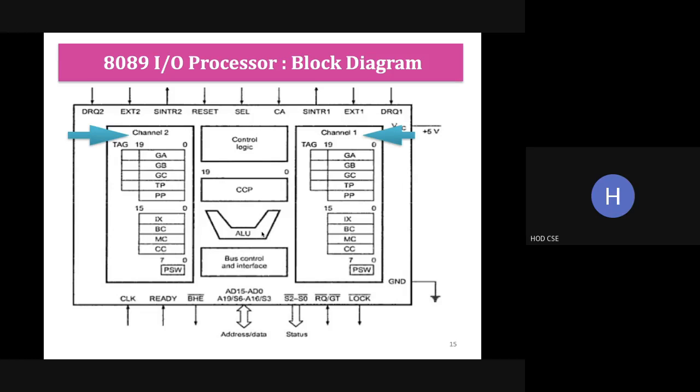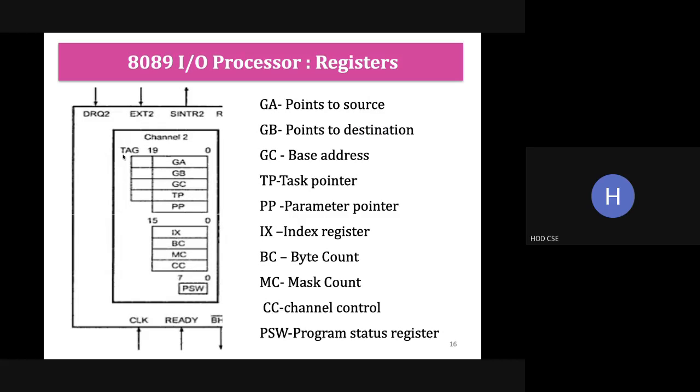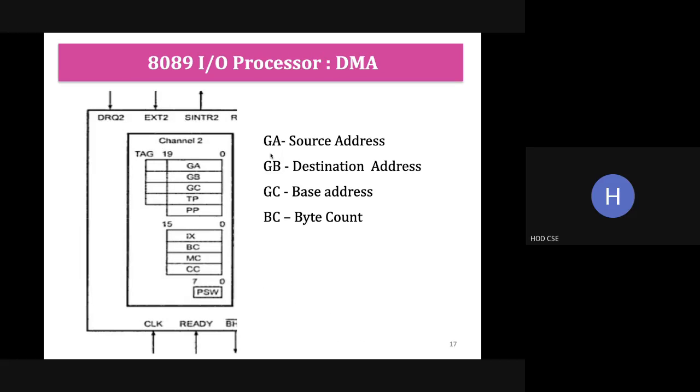All the programs in this 8089 are called channel programs. Normally we have assembly language programs, but here in the 8089, we call the programs channel programs. These are again the registers here: the 20-bit GA, which points to the source, the base address, stack pointer, index register, byte count, all the registers. During the data transfer, GA will contain the source address, GB will contain the destination address, GC will contain the base address, and BC will contain the byte count.